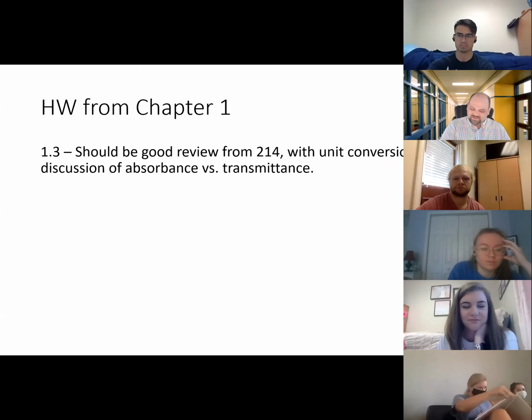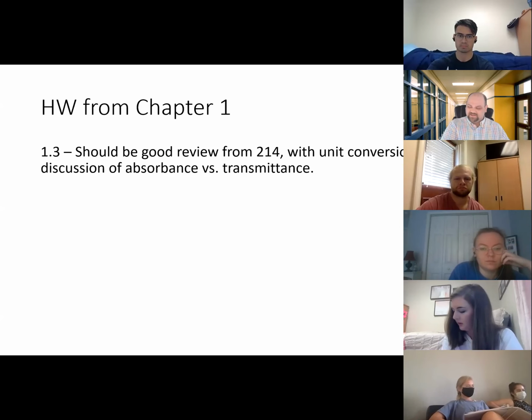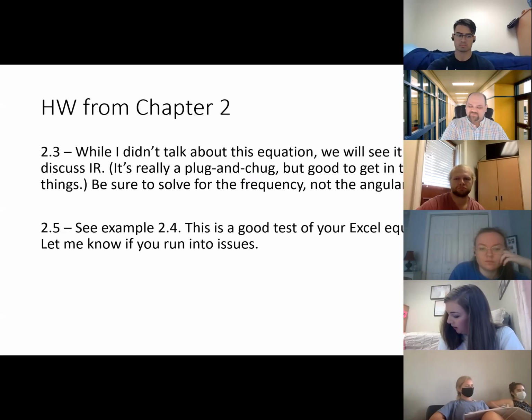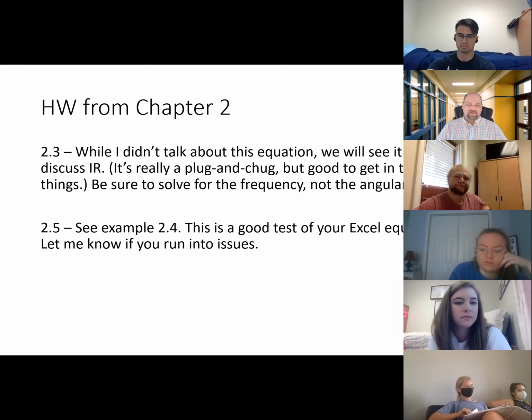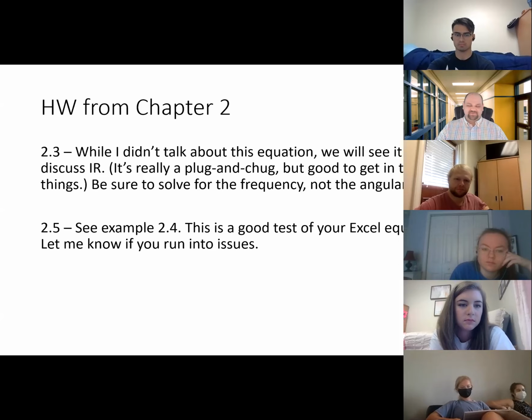So the three questions, one from chapter 1 and a couple from chapter 2. The chapter 1 stuff is just review from 214. Chapter 2, both of these deal with vibrational transitions, the Morse potential. And while I didn't talk about it today, it's really just a plug and chug kind of equation. I want you to see it a little bit. 2.3 is just a simple use of that equation. 2.5 is Excel. It just helps me see your Excel skills so that I know what you can do with it, okay?